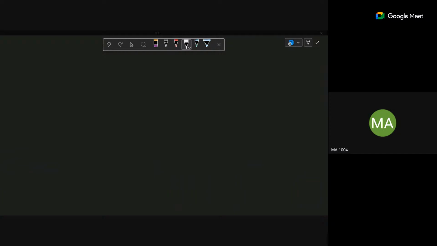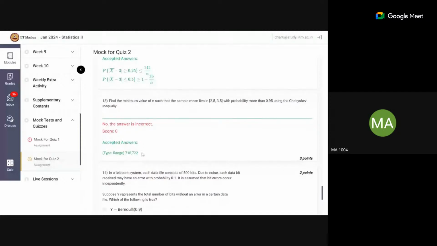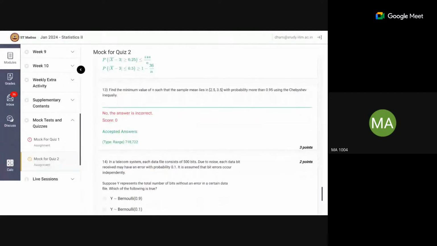Okay. So, let's move to the next one. That is question number 30. Find the minimum value of n such that the sample mean lies between 2.5 and 3.5 with probability more than 0.95. You say, okay. So a similar question, isn't it? How will you solve this question?